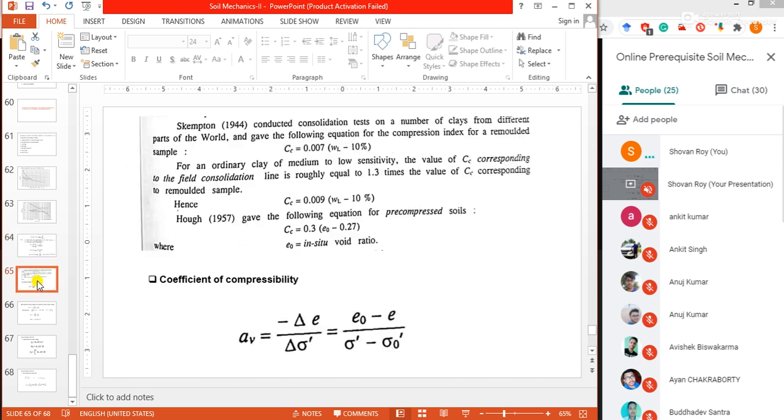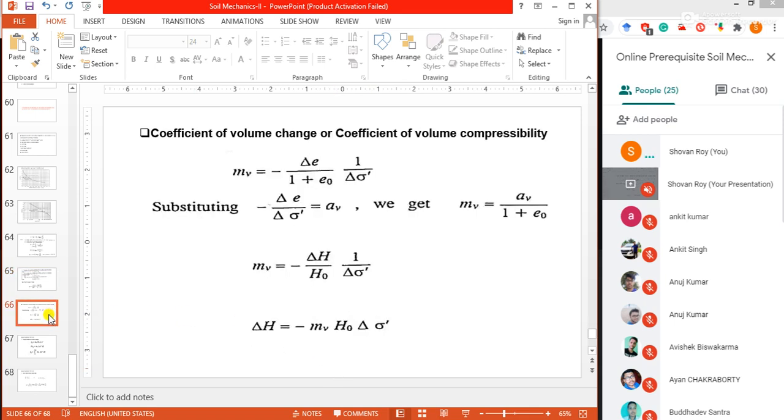After Cc value, we need coefficient of compressibility. Again, if we have the initial void ratio, final void ratio, and initial effective stress and final effective stress, we can easily calculate the coefficient of compressibility. Then coefficient of volume change. Again, if we have the initial void ratio, final void ratio, and initial and final effective stress, then we can easily calculate the coefficient of volume change.